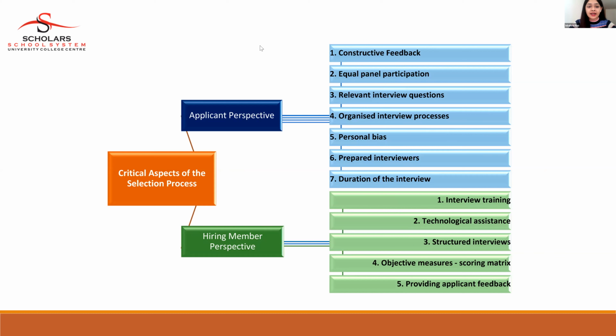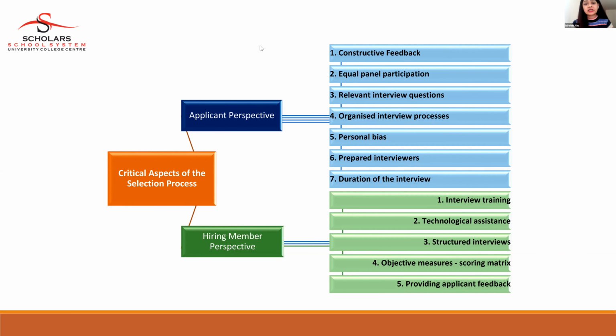So there are some critical aspects within the human resource selection process. Within the applicant perspective, as a human resource manager, you need to understand that the applicants deserve constructive feedback, if they are not hired for the job, or if they're hired for the job, or if there are things that they can work on. So applicants during this selection process are entitled to constructive feedback. They're entitled to equal panel participation. They might even ask some relevant interview questions.